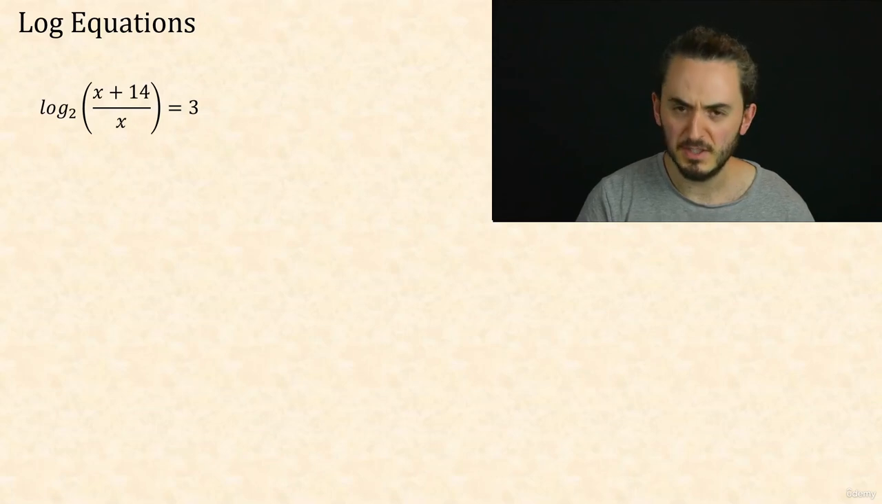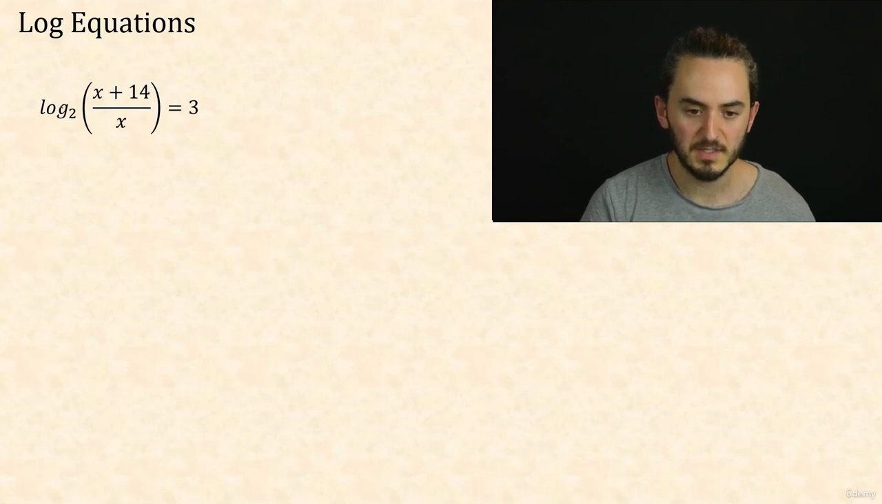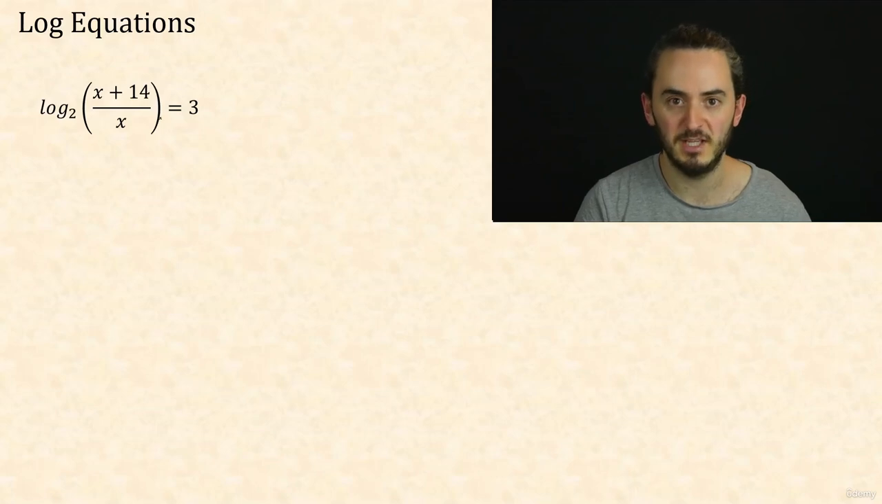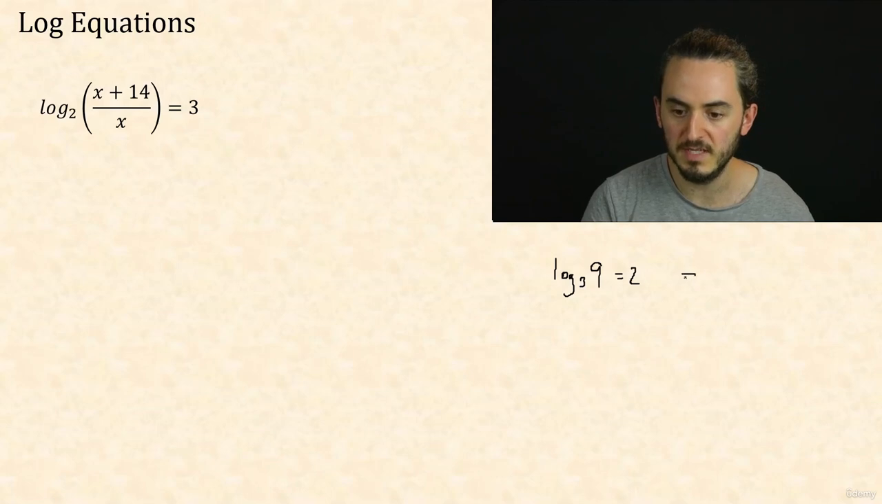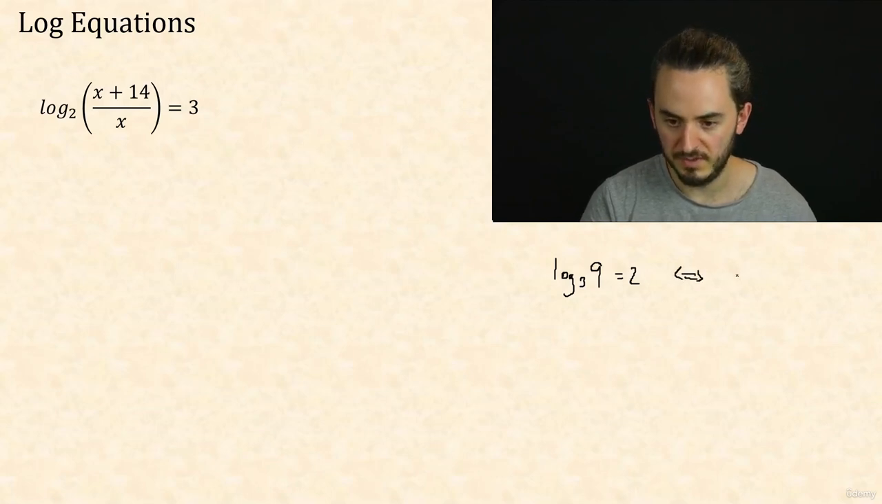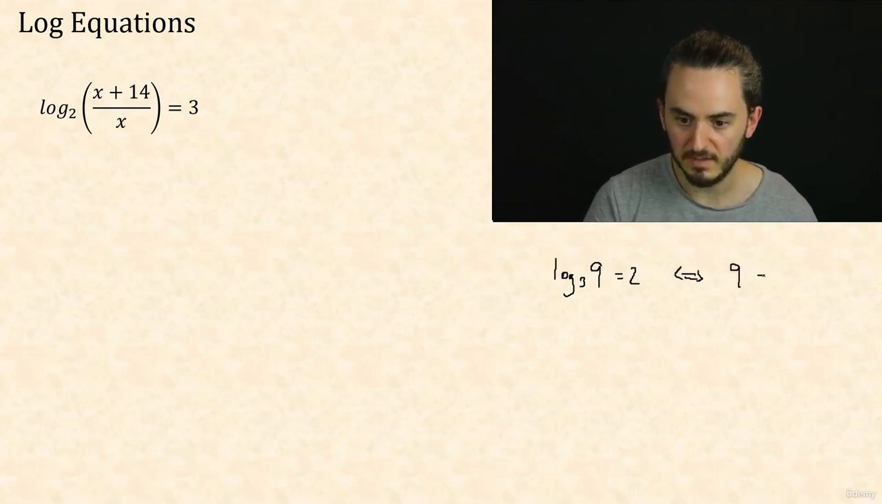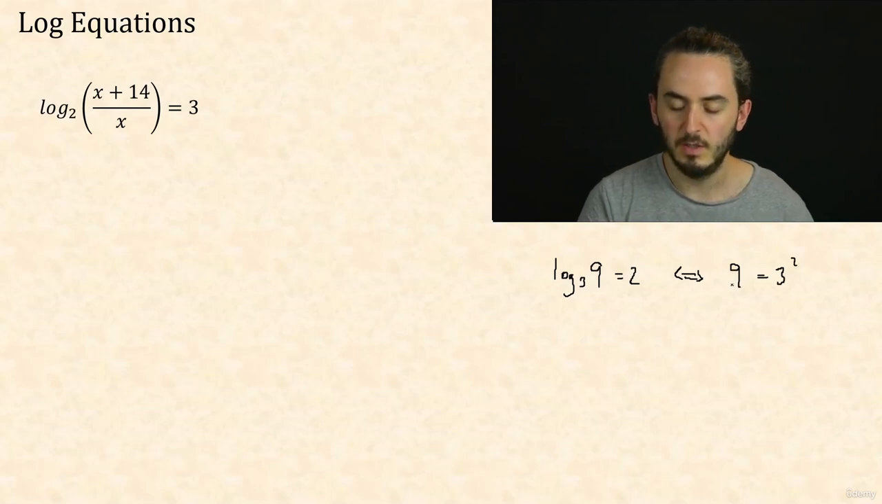Now, I've started with this one, which is not a very common question to see, but very often questions will lead you to something like this. So if you get something which is log of a whole bunch of stuff equals a number, you know you're really close to solving it. Here's why. Remember those examples we looked at the start where we said, well, log base 3 of 9 equals 2. And the reason for that was that 9 equals 3 squared. Well, we can use this type of rearrangement here.